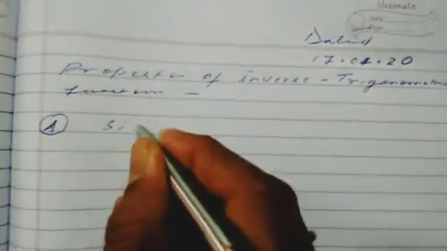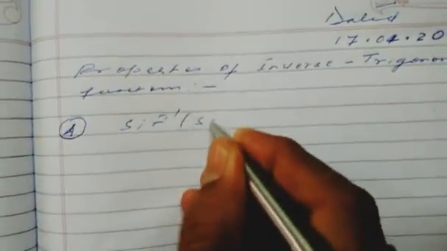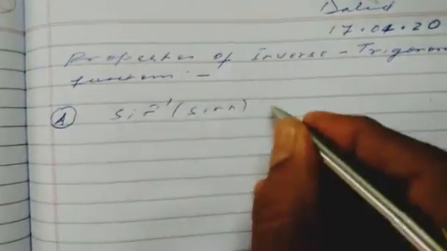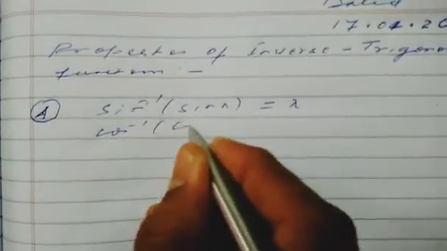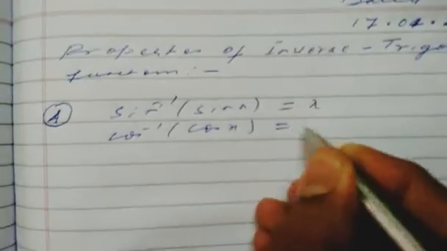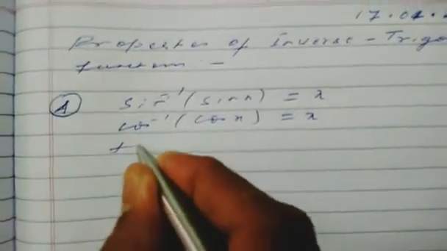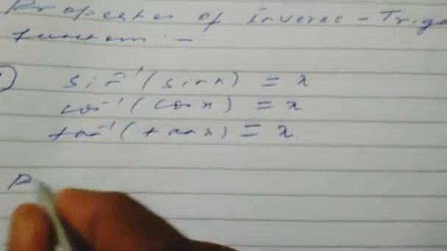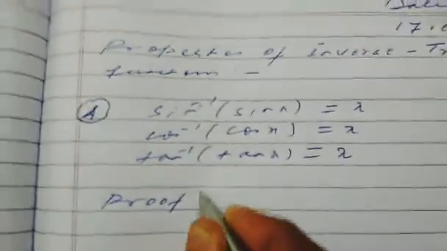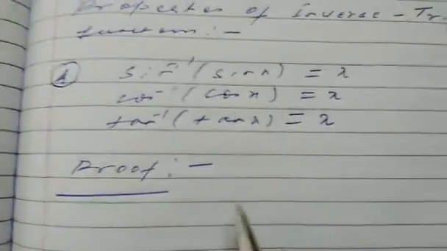This is sine inverse of sine x is equal to x, cos inverse of cos x is equal to x, and tan inverse of tan x is equal to x. How can we prove it? There is a way to prove it. This is the proof.